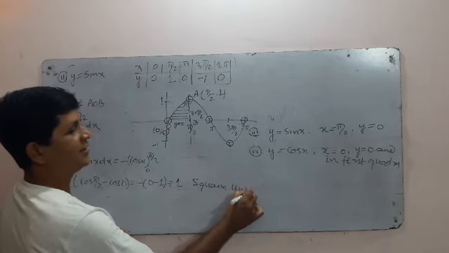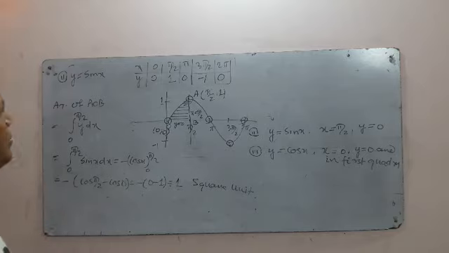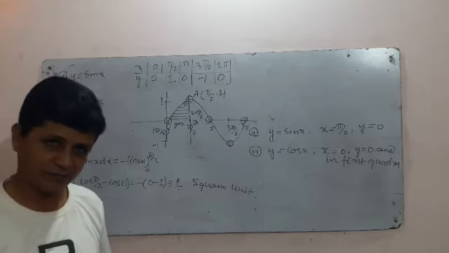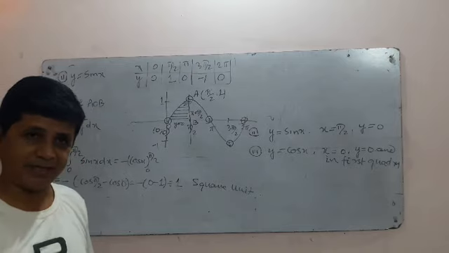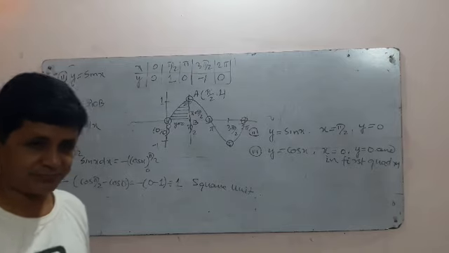Square unit, right? So similarly, you can do the other questions. This is all about the first part of the area of curve bounded by the coordinate axis, right?